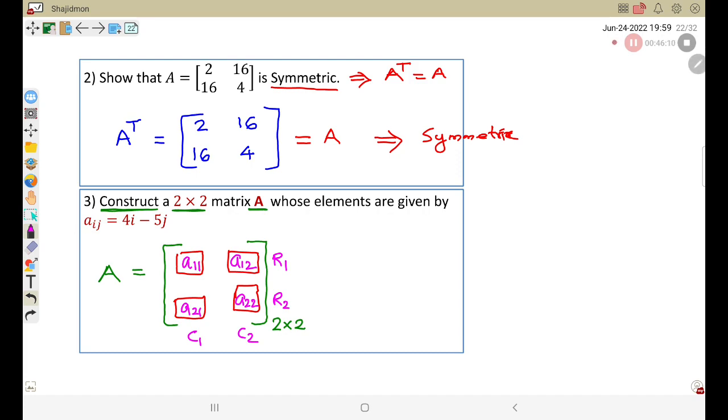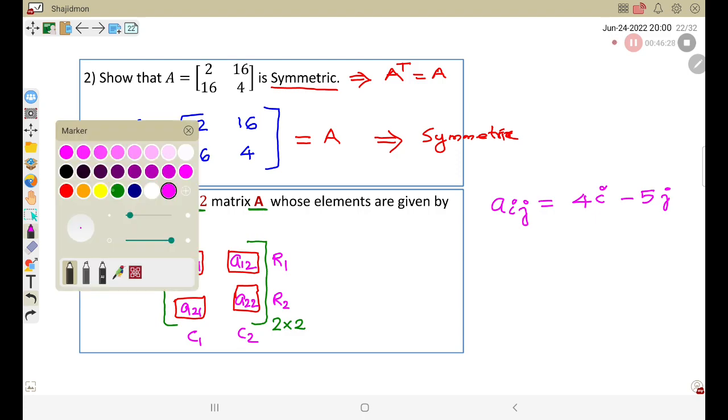Whose elements are given by? How do we calculate these A11, A12 numbers? Aij equal to 4i minus 5j. I will write here Aij equals 4 times i number minus 5 times j number. Okay, this is the meaning. This is the rule for finding that number. So we can go to that one.